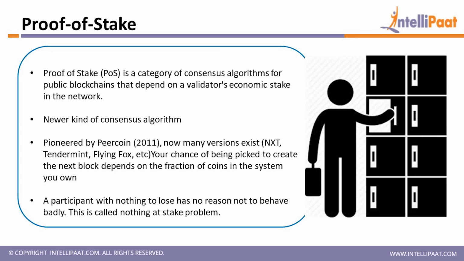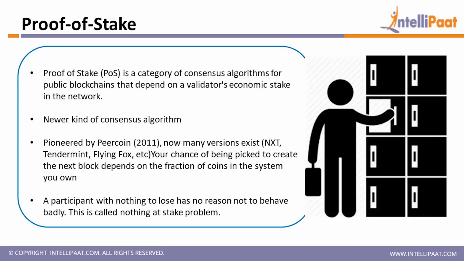It was pioneered by Peercoin in 2011. Many versions exist for this proof of stake consensus mechanism, out of which some are NXT, Tendermint, Flying Fox, etc. Your chance of being picked to create the next block depends on the fraction of coins in the system you own. As the name suggests, the more coins you have, the more chance you will be given to create a new block. So this mechanism helps decide the winner node on the basis of a stake it already has. In this way, the nodes do not need to solve complex problems in order to win and create new blocks. This really helps save energy and resources during new block creation, which is a frequent step taken in any blockchain.